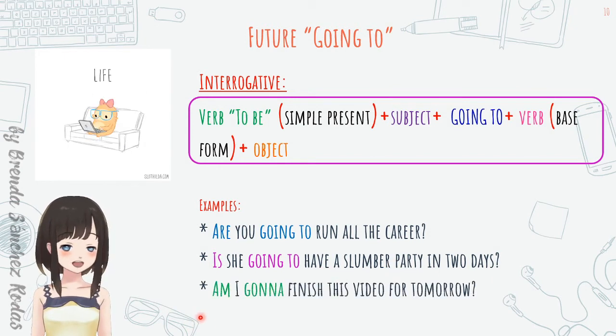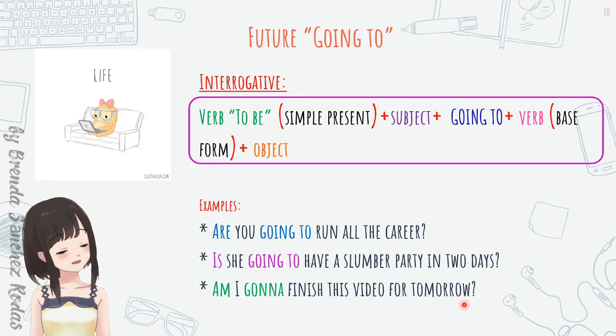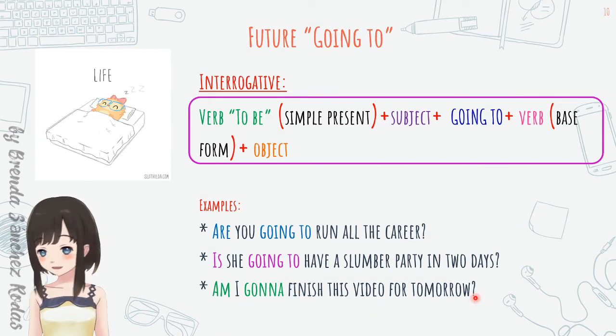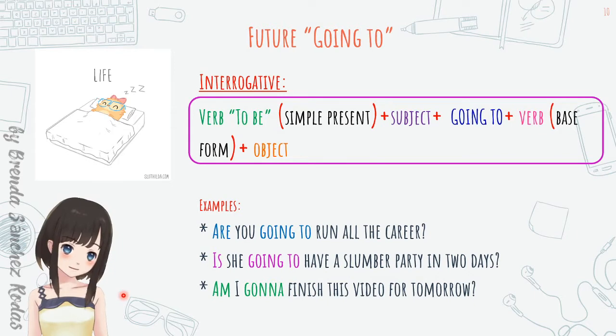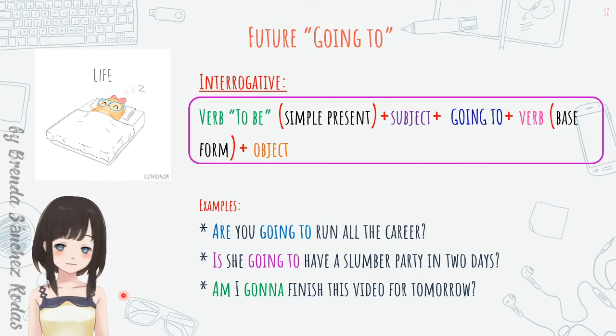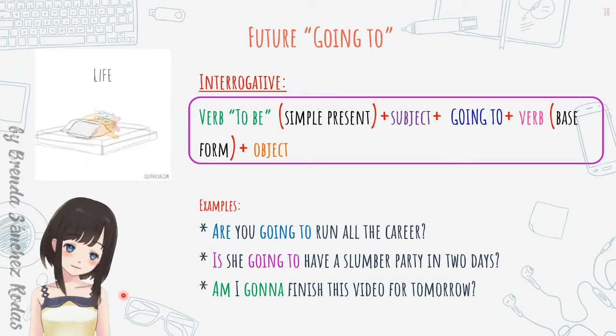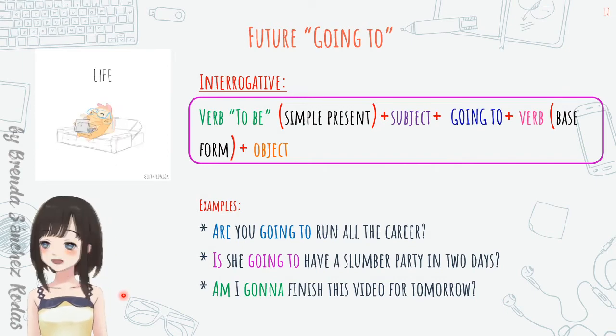And the last one, am I gonna finish this video for tomorrow? Also, verb to be, subject, gonna if you want to speak informally, the verb in base form, and the object. So it's really easy if you practice a lot, and it's not that hard to understand like simple past, for example. This is really hard. Okay.